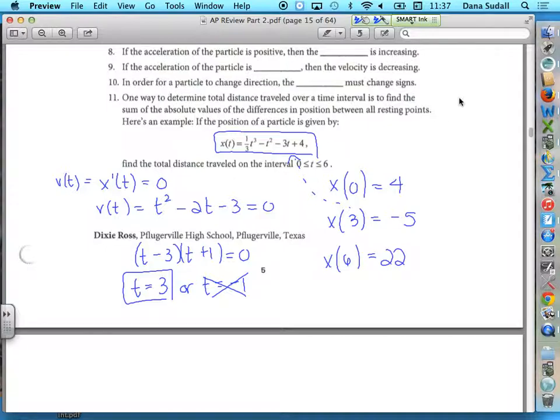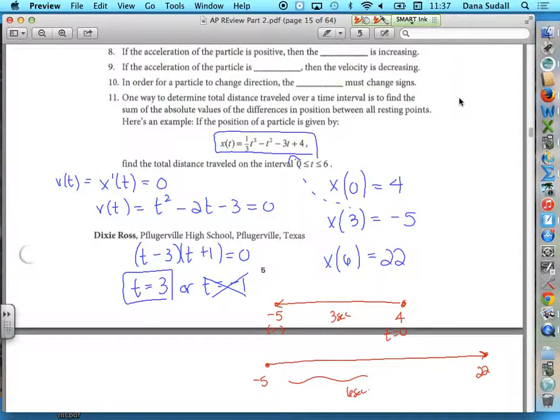So I kind of like making these little number lines here. If your starting position is here at 4, the object is moving to negative 5. So it's moving back in this direction. Think of a number line to negative 5. And that's when time is 3. And then from negative 5, the object is moving to positive 22, which would be way up here. So this was after 3 seconds, and then this was after 6 seconds.